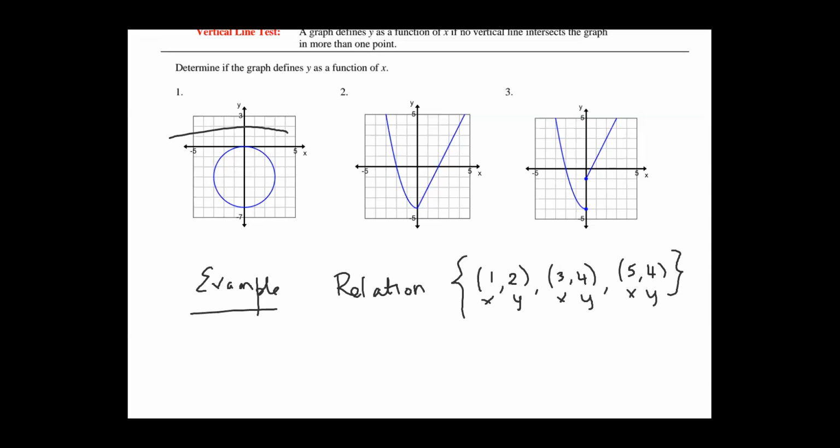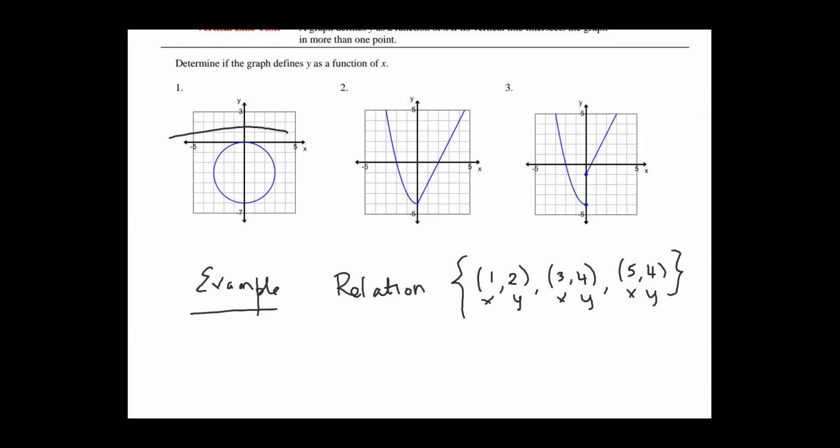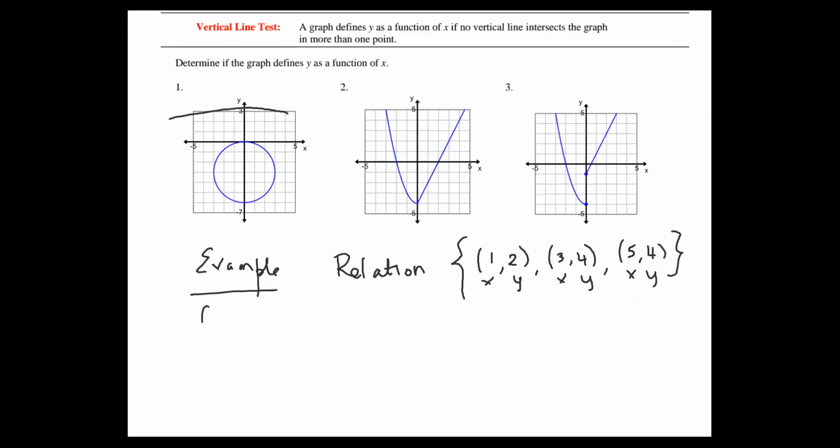Next, the definition of a function. A function itself is a relation in which every x has a unique y. In other words, if any of the x values repeat, then it's not a function. So let's look at this example here. If you look at the x values, none of the x are repeated. So that means this is a function. So this example is a function.